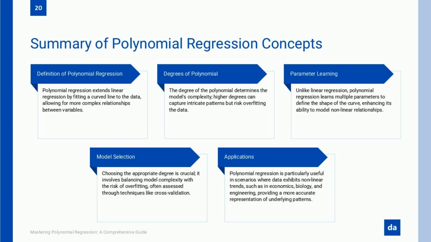The key to mastering polynomial regression lies in balancing complexity with interpretability. While a high-degree polynomial can fit data with remarkable precision, it may not generalize well to unseen observations. Best practices include starting with lower-degree polynomials, using cross-validation to test performance, applying regularization techniques when needed, and visualizing results to interpret model behavior effectively.